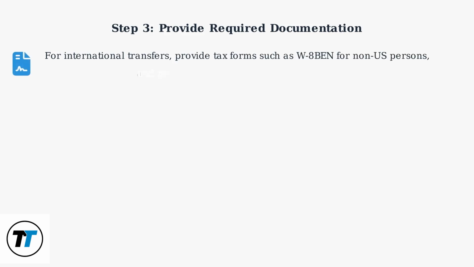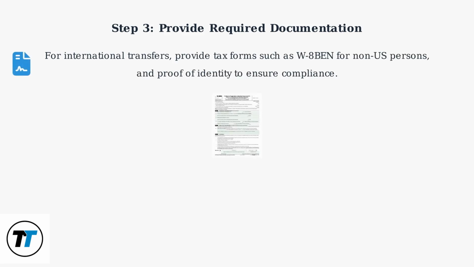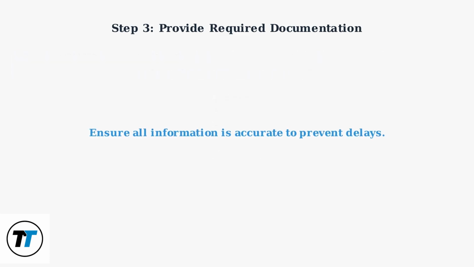For international transfers, you may need to submit additional documentation, including tax forms like the W-8 for non-U.S. persons and proof of identity to meet regulatory requirements. Make sure all information on these forms is accurate and complete to avoid any delays in processing your transfer.